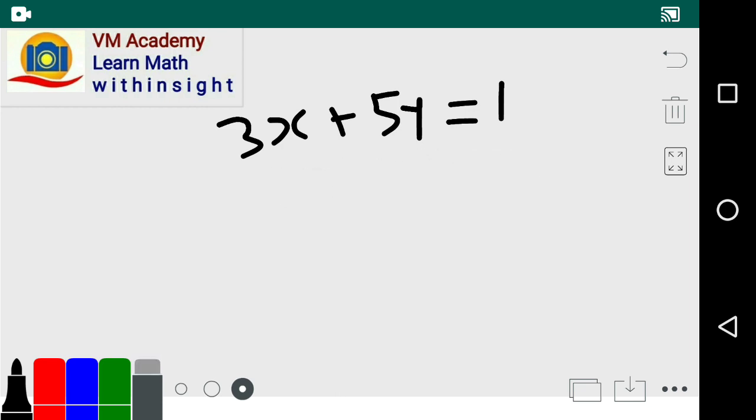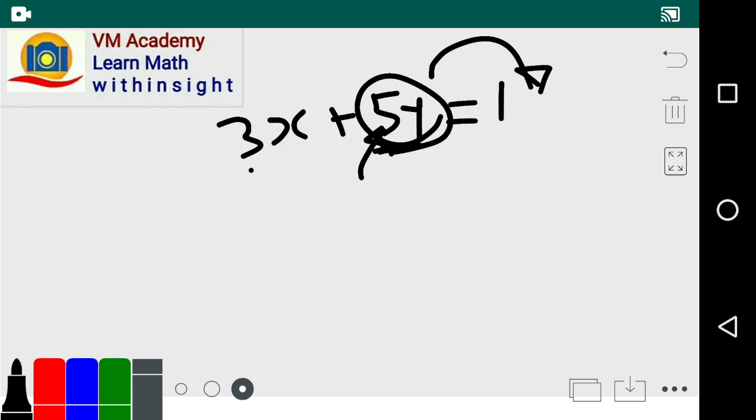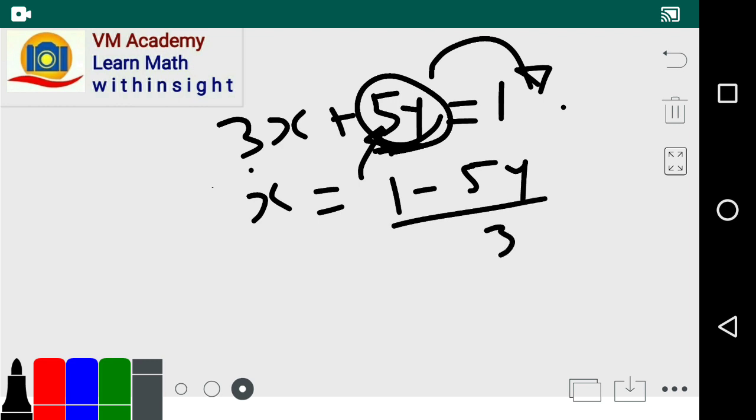So one method is, friends, this is the bigger, the coefficient 5 is greater than 3. So what we do, this goes to the right side, so 3x equals 1 minus 5y, friends, and then let us divide by 3 and it becomes (1 minus 5y) by 3, friends.